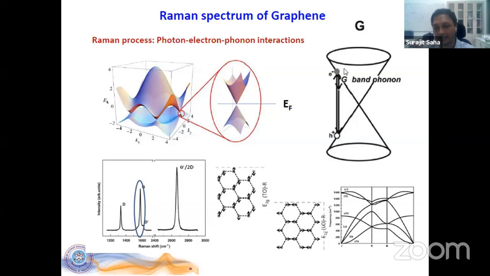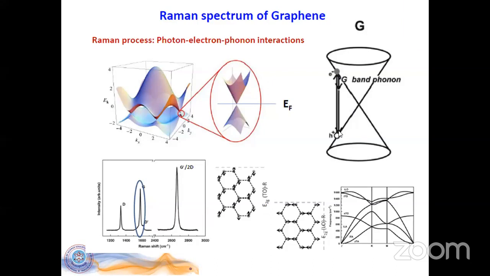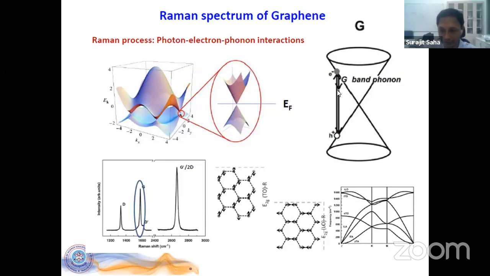So this is because this is a resonant process. You can see the two real states are involved, and that is why this process is a resonant process. And that is why the G peak is so strong.